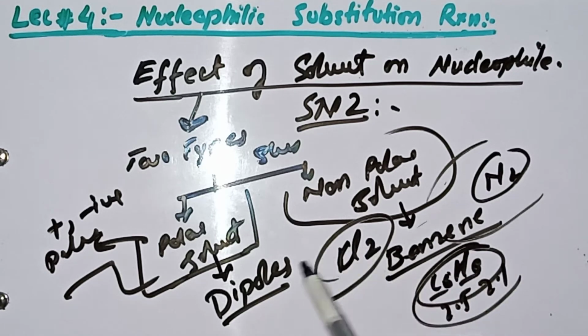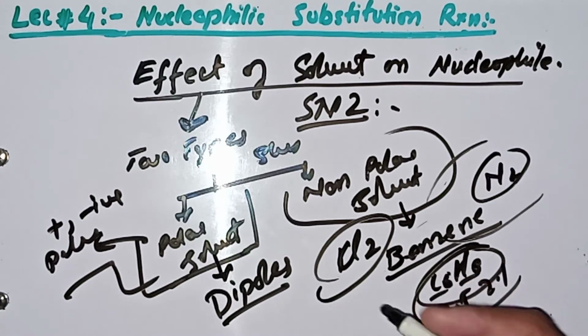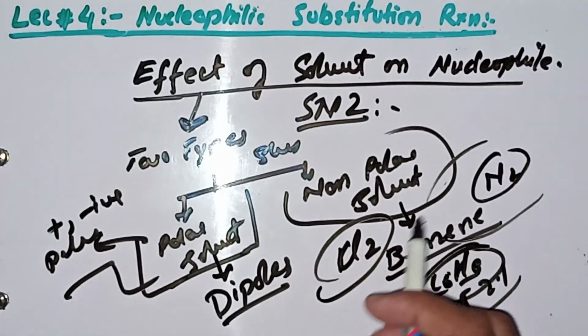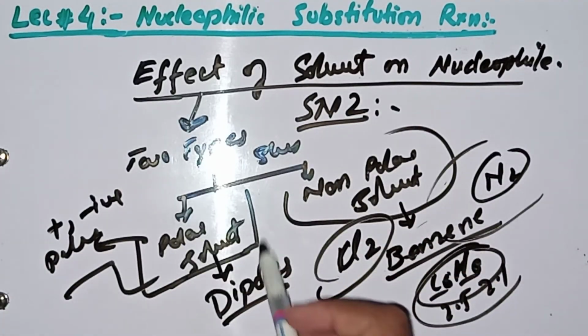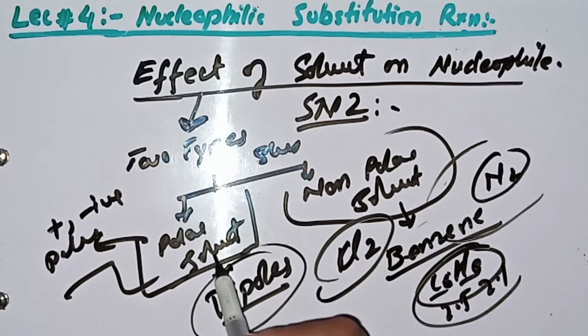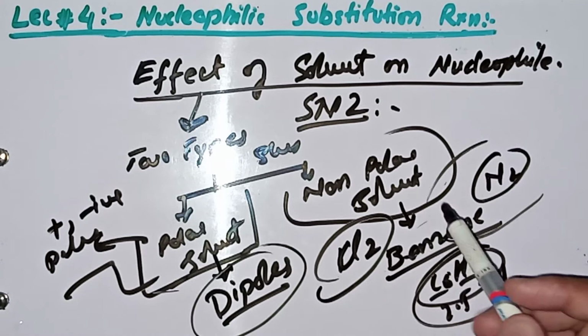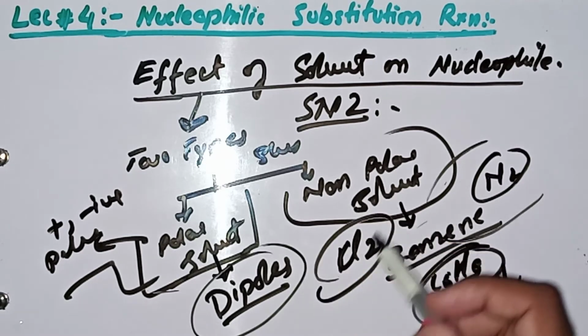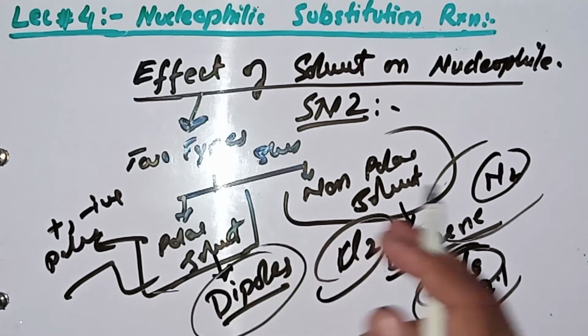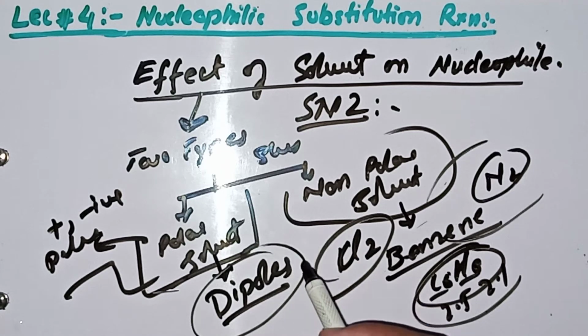So the solvents whose molecules are dipoles will be called polar solvents, while the solvents in which the molecules are not dipoles will be called non-polar solvents. So these are polar solvents and non-polar solvents.